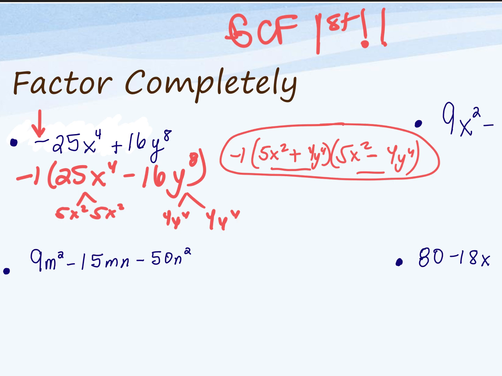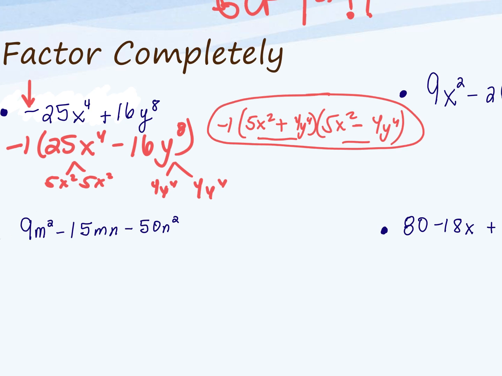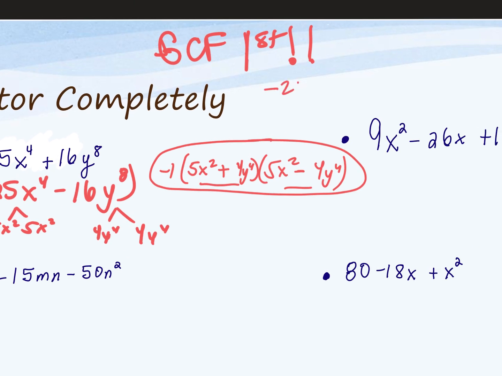You guys have questions, comments? All right, look at the next one. I have a question. Uh-huh. What happens if it would be negative 25x to the 4th minus 16y to the 8th? Okay, so if you had negative 25x to the 4th minus 16y to the 8th, like that. Okay, take out the GCF, so negative 1. So you have 25x to the 4th plus 16y to the 8th, and then there'd be nothing else you could do. Good question.